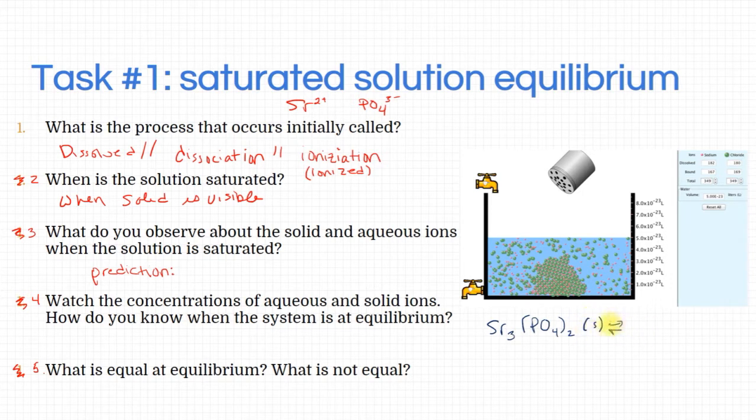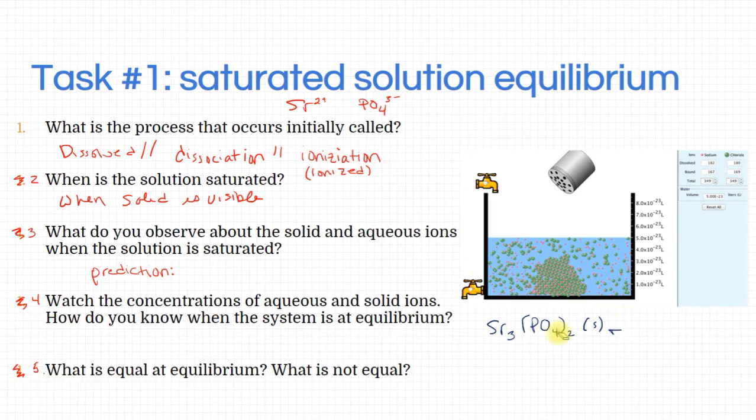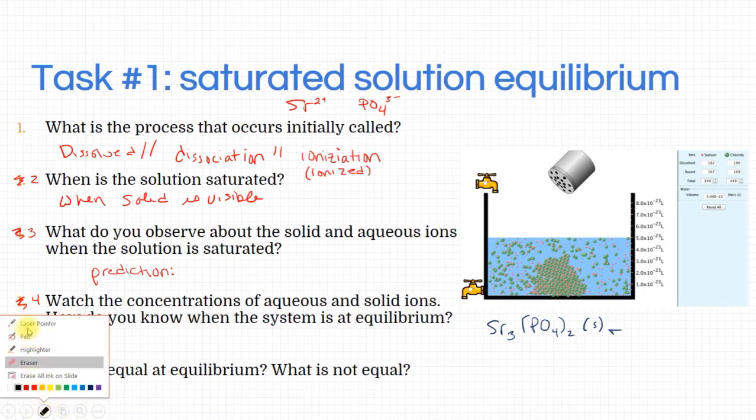These reactions are going forward and backward at the same time. That's just sloppy. Let me fix this arrow. That's what we call an equilibrium. It means that the reactants and products are simultaneously existing. It's kind of zen when you think about it.